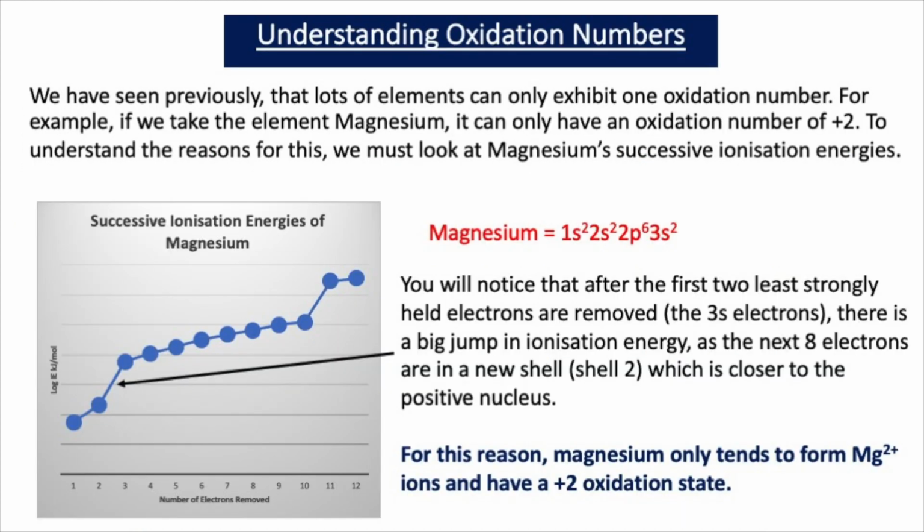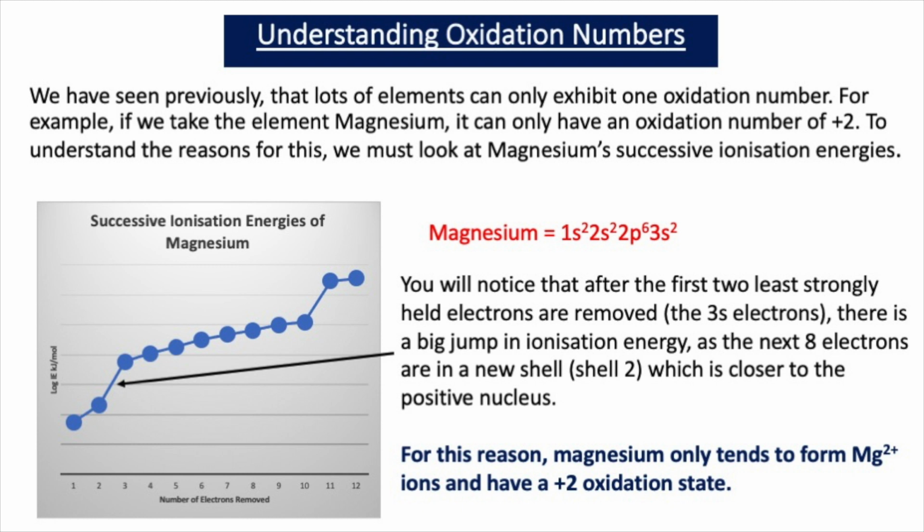So now let's look at the reasons why transition metal elements have variable oxidation numbers. Let's start with a metal that's not a transition metal, magnesium. We've seen previously that elements such as magnesium can only exhibit one oxidation number. For example, magnesium can only have an oxidation number of +2.